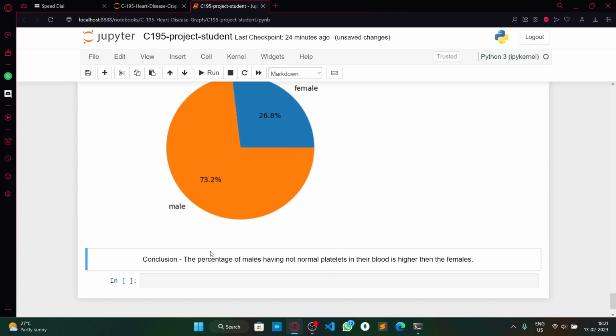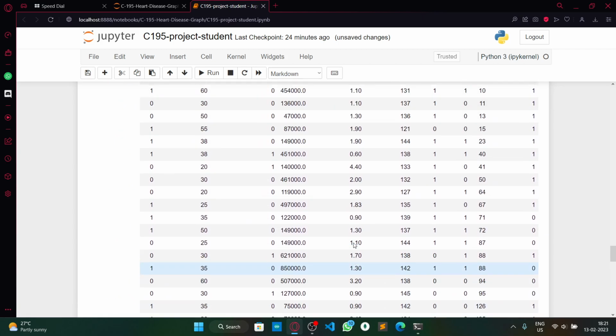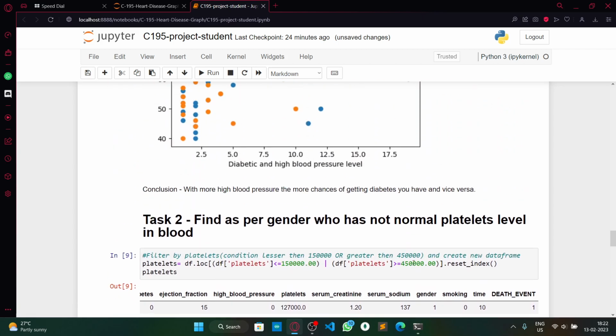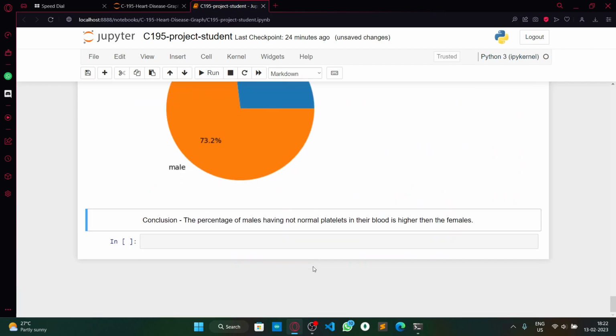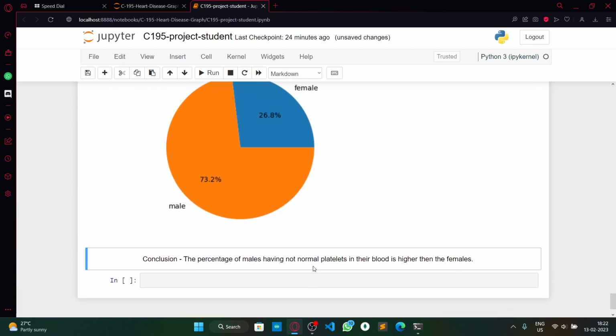So the percent of males not having normal platelets in the blood is higher than that of females. You understand, this was the abnormal range, not so much abnormal, but we just considered this range as abnormal. And we are trying to figure out how many percentage of male and female out of the 300 data set have abnormal conditions. This is not a very big data set to get accurate visualization, but according to this data set, we have visualized a lot today.